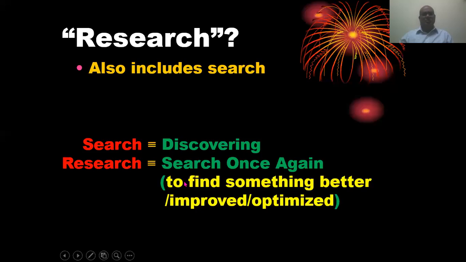What could be the point? To find something better. That's the purpose. Or to find an improved knowledge or an optimized solution. So in case we go one step ahead, that's what we are trying to do. Then we are involved in research. So this is the typical meaning of research. So now we have understood the meaning of two terms, problem and research.